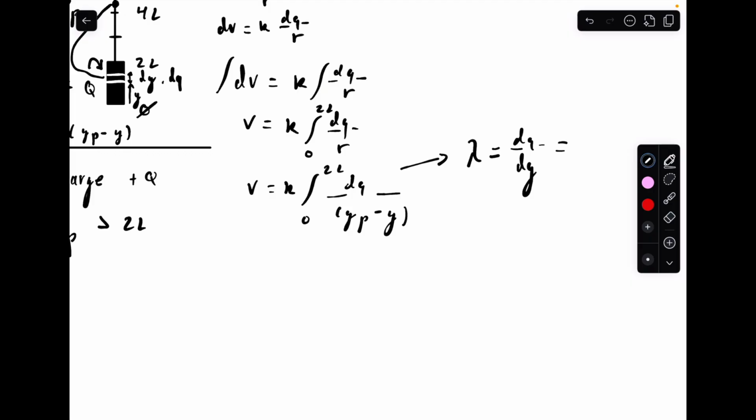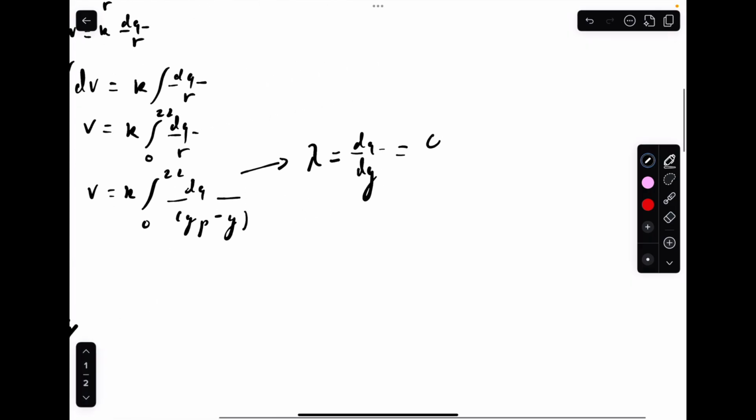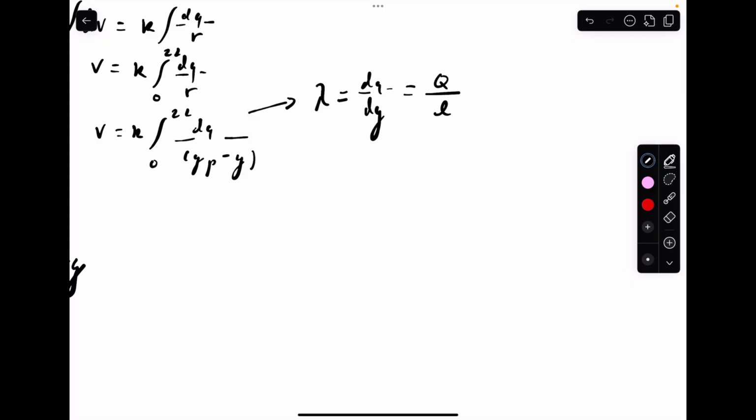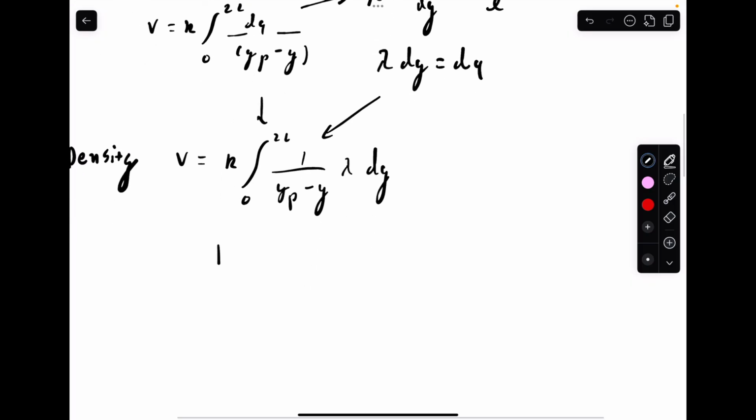So now, what I should have said earlier is that this rod has uniform charge density. That allows me to say that lambda is equal to Q over L. Now that we know that, we can say that lambda times dy is equal to dq. Now I can sub that into my integral and say that the voltage, or the electric potential, is equal to K integral from 0 to 2L of 1 over (yp minus y) lambda dy. Now I'll move that lambda out because it's a constant, and I'll get the integral from 0 to 2L of 1 over (yp minus y) dy.